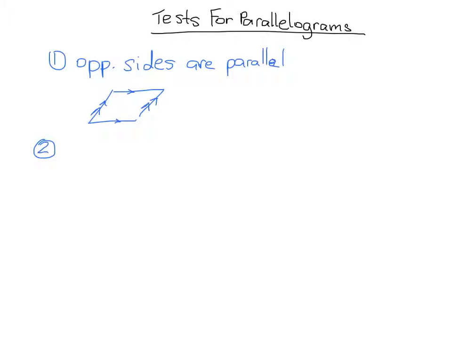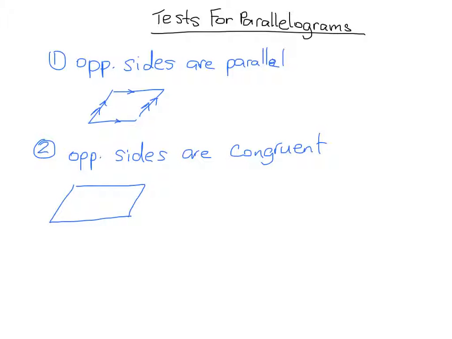And the second one states that if both pairs of opposite sides are congruent, then the quadrilateral is a parallelogram. So opposite sides are congruent. So again, let's draw this out. If our parallelogram looks like this, as long as we know that both opposite sides, so that side and that side, as well as this side and this side, are congruent, then we know for sure that the figure we're looking at is in fact a parallelogram. So that's the second way.